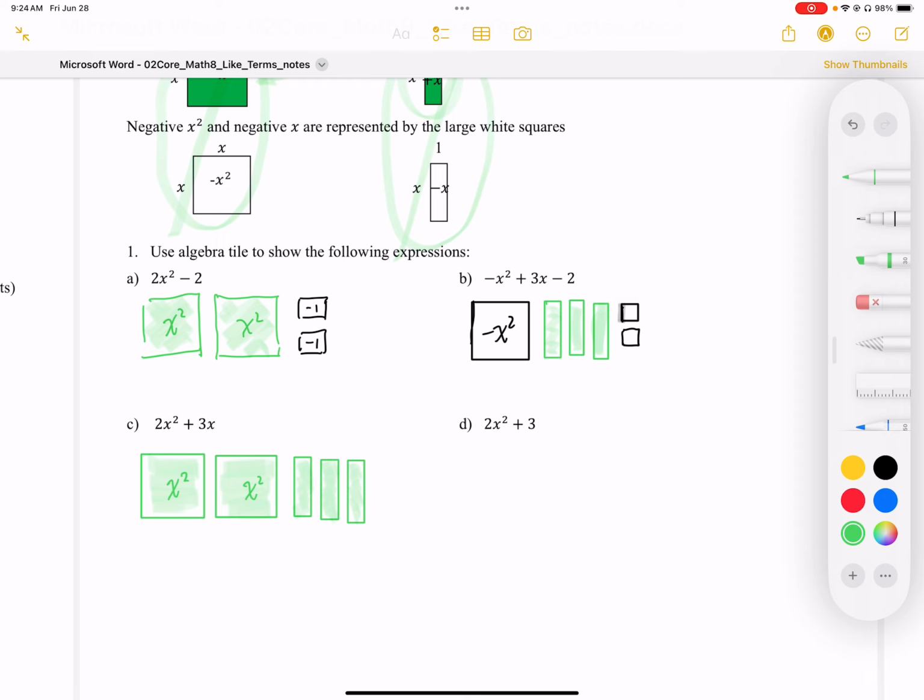That differs from 2x squared plus 3, because we're going to have the 2x squared tiles, but instead of 3 rectangles, we're going to have 3 small squares that indicate the +3 ones. Again, all of that is going to be shaded in because they represent positive tiles. The white ones represent negative tiles. So there's going to be +x squared and +1, 3 ones there.